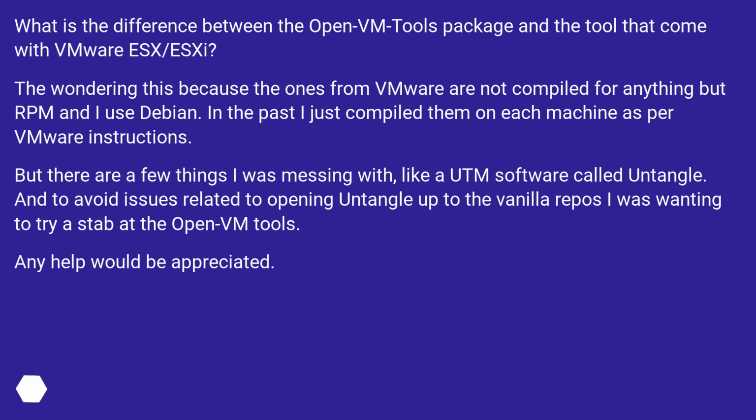In the past I just compiled them on each machine as per VMware instructions. But there are a few things I was messing with, like a software called Untangle. And to avoid issues related to opening Untangle up to the vanilla repos, I was wanting to take a stab at the Open VM-Tools. Any help would be appreciated.